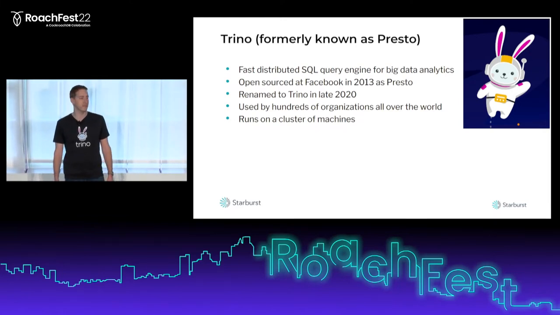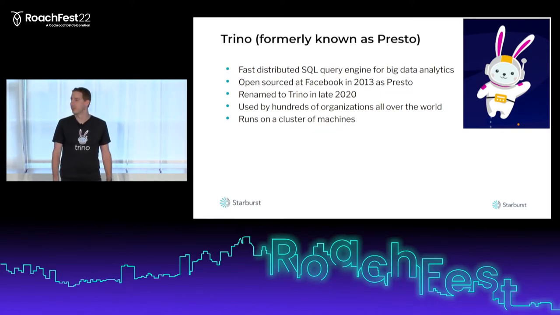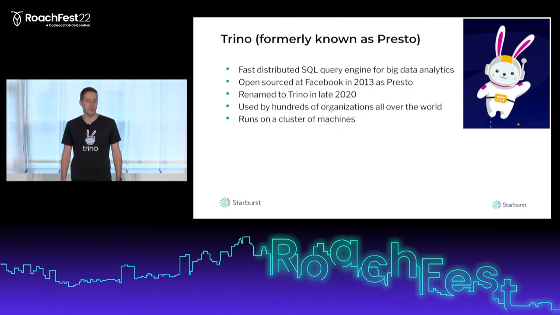And Trino queries data where it lives. You don't have to load it somewhere else or do a bunch of transformations before you can query it. You just connect Trino up to your data, and then your people can run standard SQL queries over it. We wrote Trino at Facebook and open sourced it in 2013.